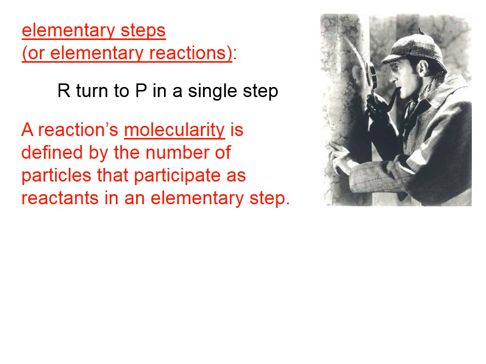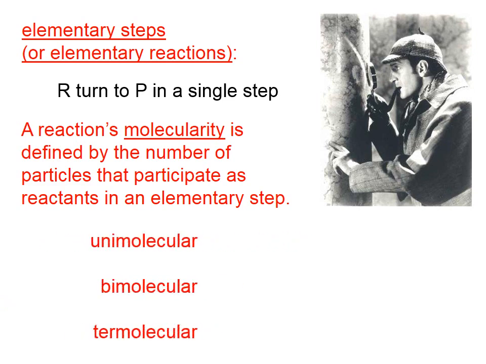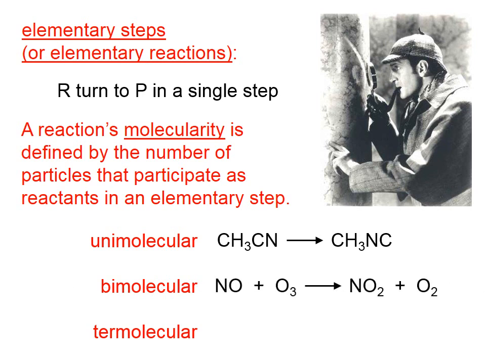A reaction's molecularity is defined by the number of particles that participate as reactants in an elementary step. A unimolecular reaction has one reactant. A bimolecular reaction has two. A termolecular reaction would have three, but these are incredibly rare.